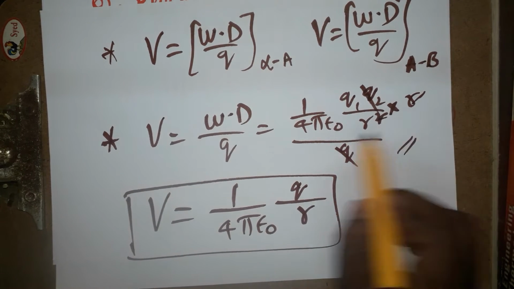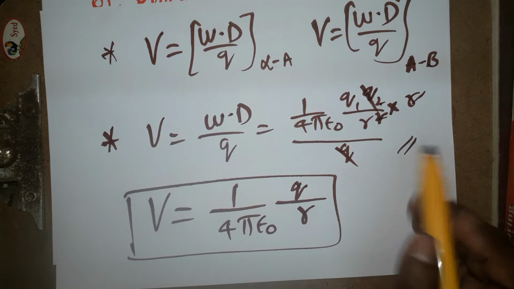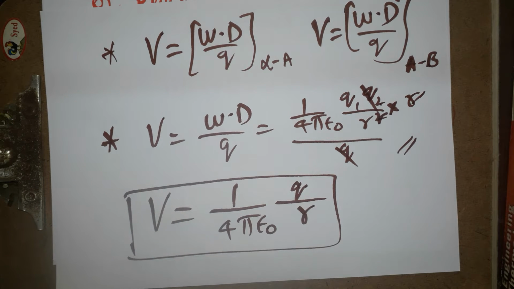It's a simple trick. Don't follow Q1 and Q2. Only one charge gets cancelled, the second charge. That's it.